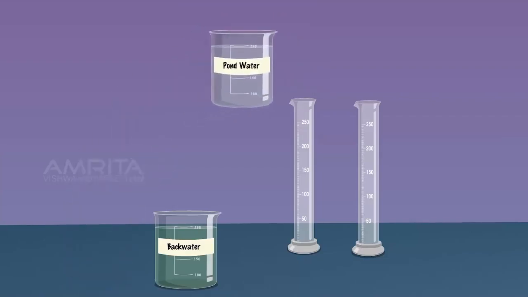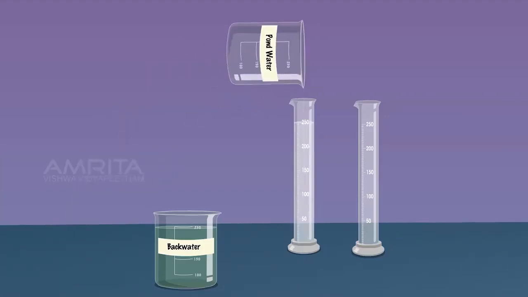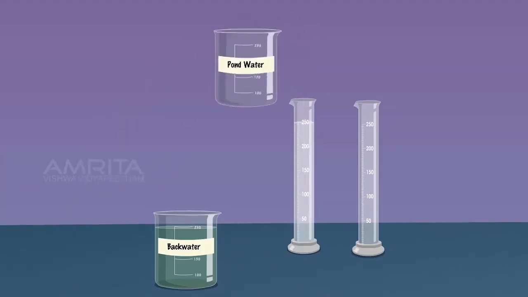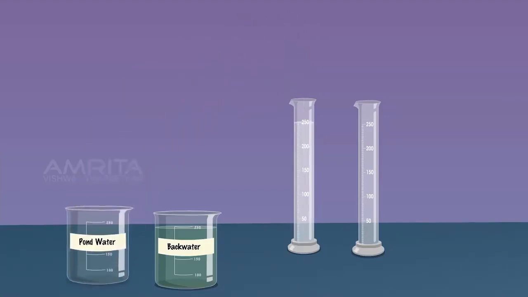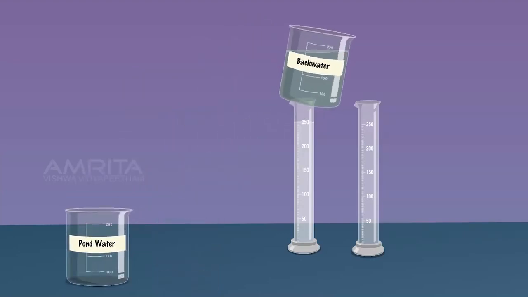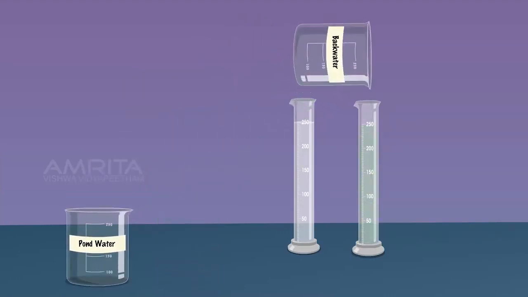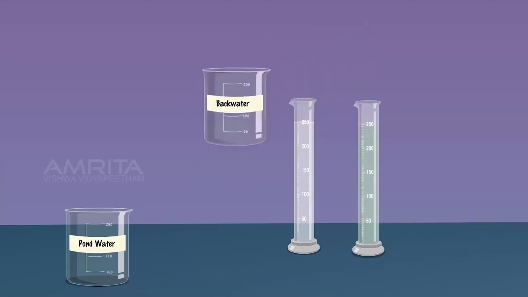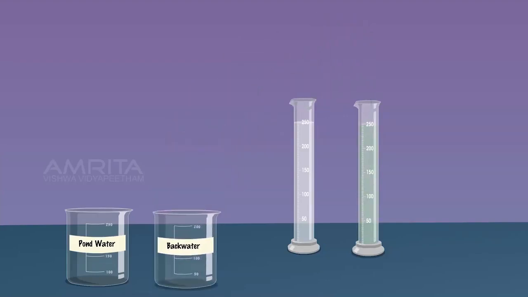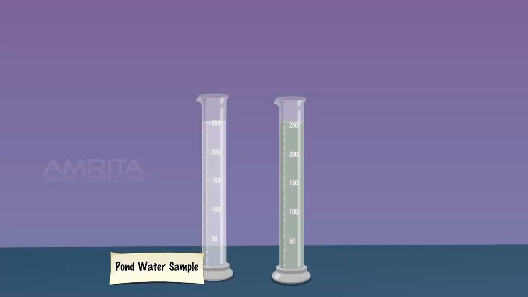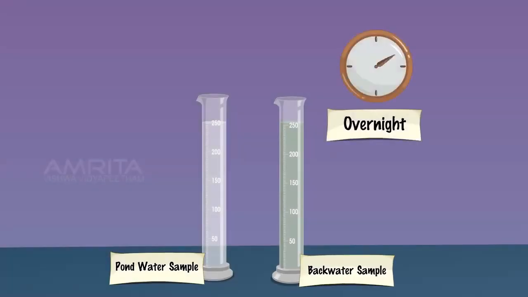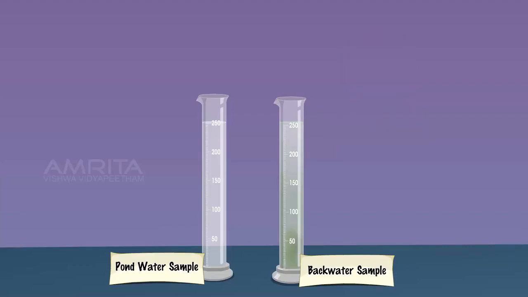Take a beaker containing pond water and transfer 250 milliliters of water sample in the measuring cylinder. Repeat the same procedure for backwater in a measuring cylinder of the same volume and height as used for the pond water. Leave them undisturbed overnight. Observe the amount of sediment settled at the bottom of each cylinder.